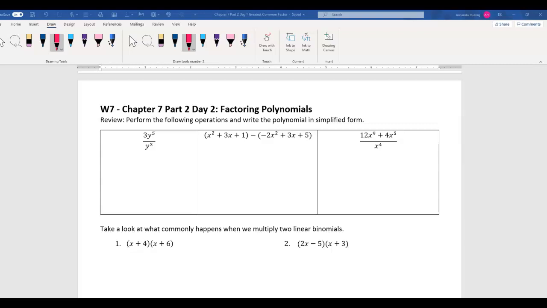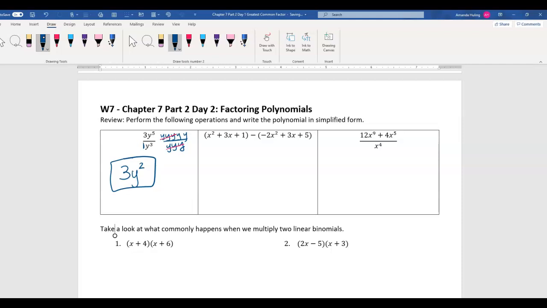We're going to start off with some review again today. So in this first box, this is asking us to do some division. So 3y to the fifth divided by y cubed. So 3 divided by 1 is 3. And if I have 5 y's in the numerator and 3 y's in the denominator, remember that these 3 would cancel with these 3, and I would be left with 2 y's in the numerator. Again, that is just subtracting the exponents.